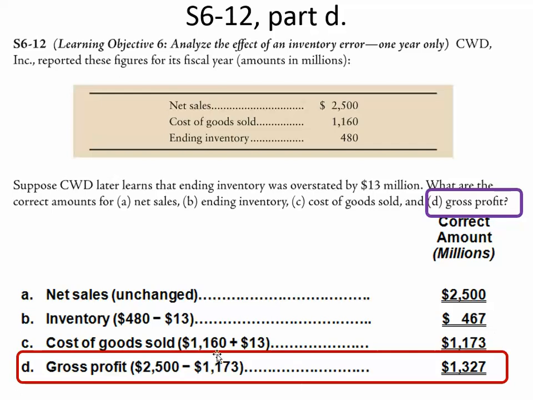Okay, and if it's too low, we need to subtract out the replacement cost of goods sold. The easiest way to do this one is take our net sales at 2,500, subtract out that new cost of goods sold, and the new cost of goods sold is 13 million higher. So the 2,500 is the sales given to us minus the adjusted cost of goods sold, which we just calculated, gives us the correct amount of gross profit, 1,327,000. That's it.